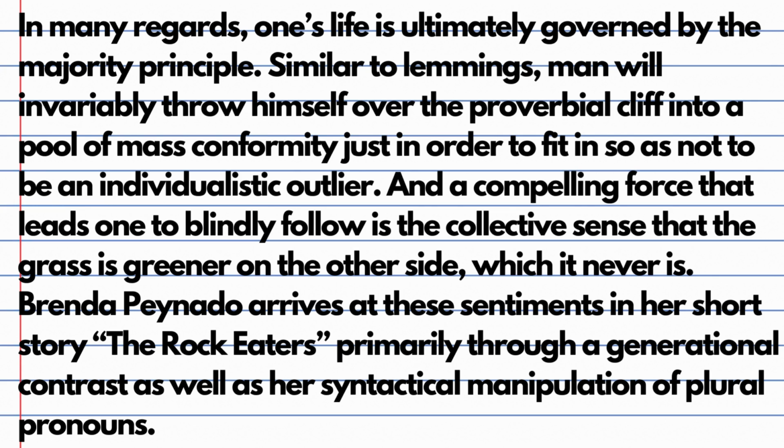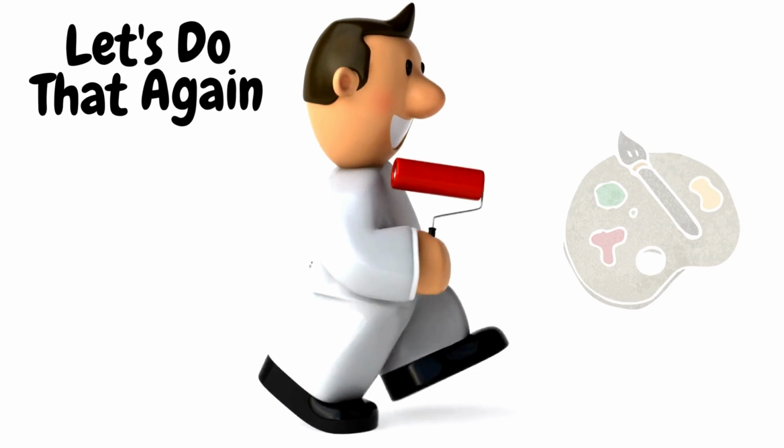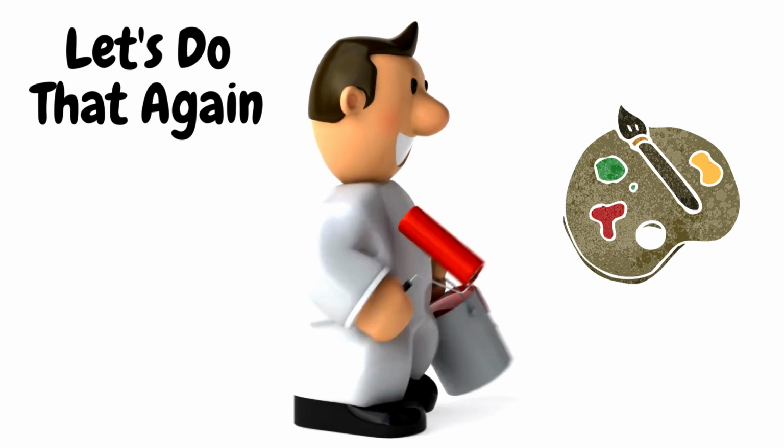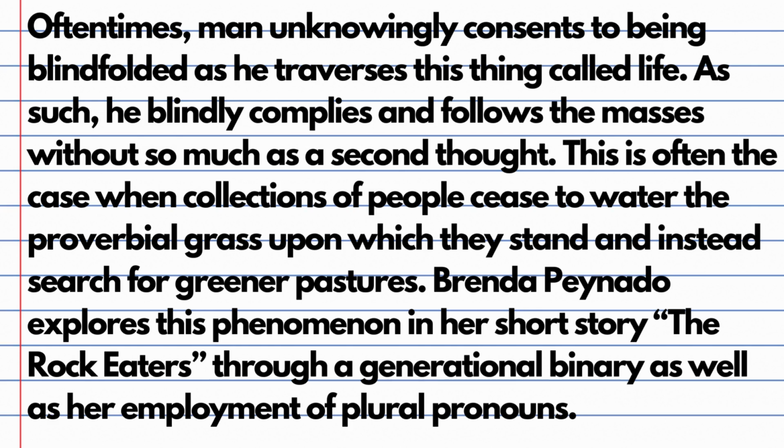So you might be scratching your chin saying, that's really hard, Kristian. So let's do it again. Let's paint another one. Here's Exemplar II. Again, we're going to go 3+1 in the inverted thesis heuristic. Oftentimes, man unknowingly consents to being blindfolded as he traverses this thing called life. As such, he blindly complies and follows the masses without so much as a second thought.